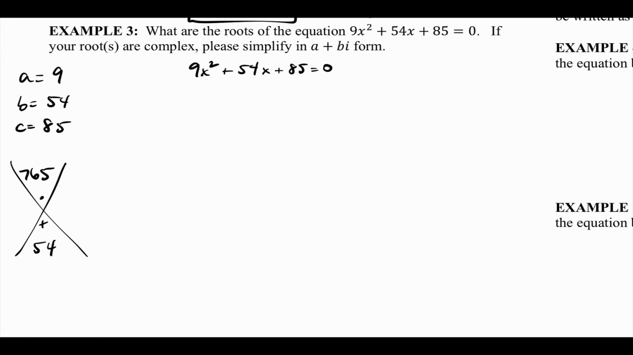Now, there might be 2 numbers that multiply to be 765 that add up to be 54. But again, let's say I have a test next week, and I have this problem on it. I'm not going to spend all my time trying to do that. If it says solve or find the roots, go right to the quadratic formula.